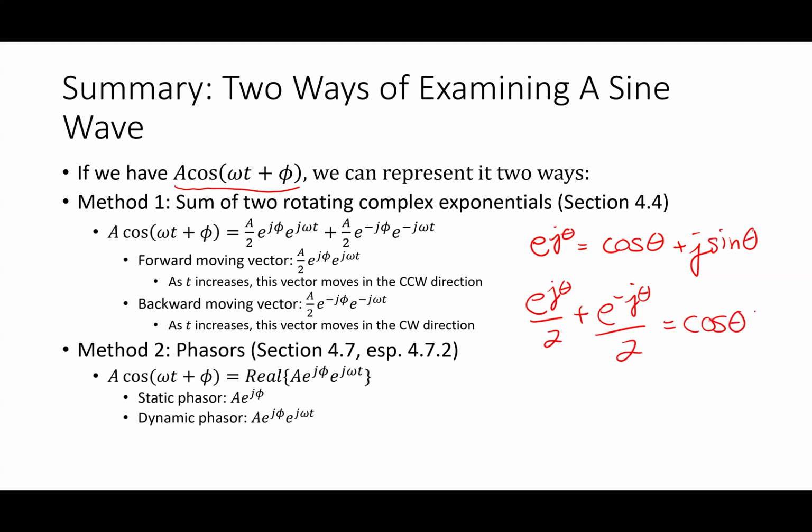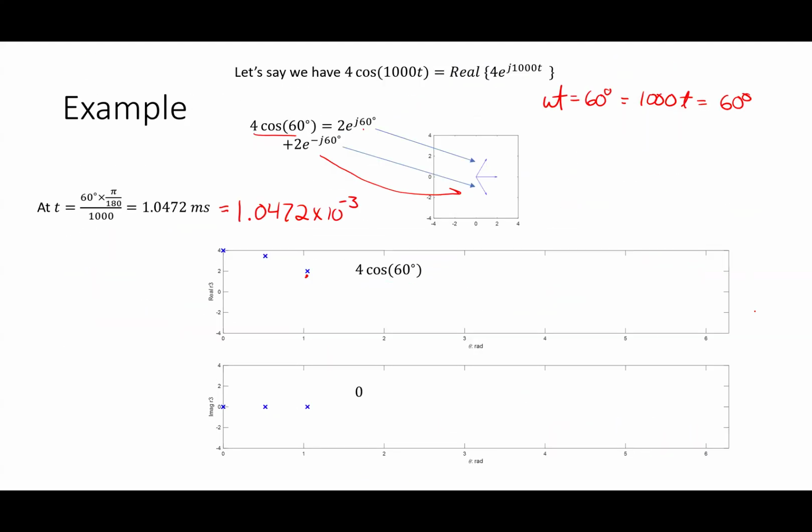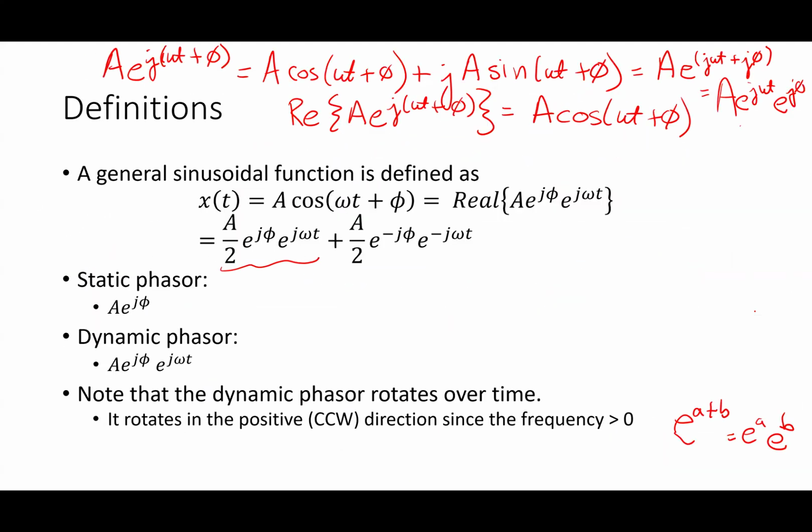Using both of those ideas, I'm coming up with basically two different ways of thinking of this thing. One way is to say that the cosine is the real part of this. I'm also saying that I can think of this cosine wave as being the sum of two vectors, one rotating in the positive direction, one rotating in the negative direction. Or it's the real part of one vector that's rotating in the positive direction.